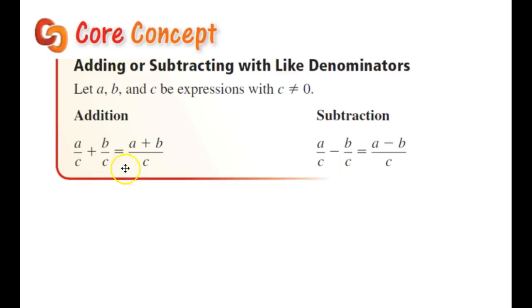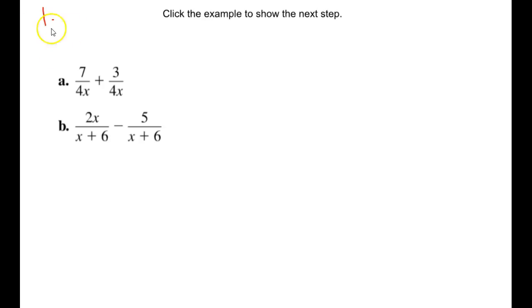And just like we did with numbers, if my denominator is the same, I just add or subtract the numerators and keep my denominator the same. So let's look at example number 1. I see that if I have 7 over 4x plus 3 over 4x, my denominators are the same. So I go ahead and add my numerators, and I leave the denominator alone. So we can simplify from there, so I end up with 10 over 4x.